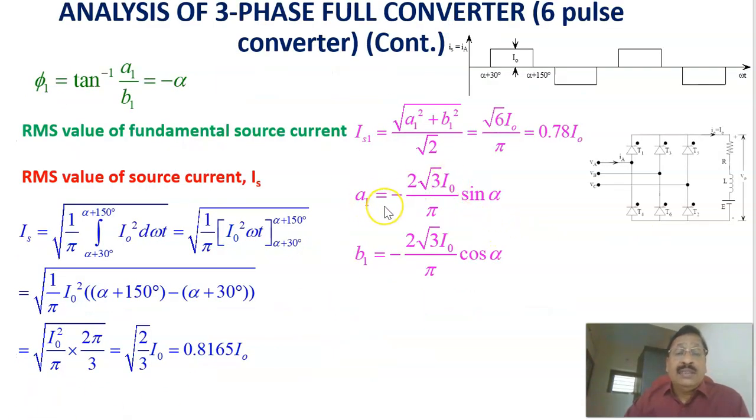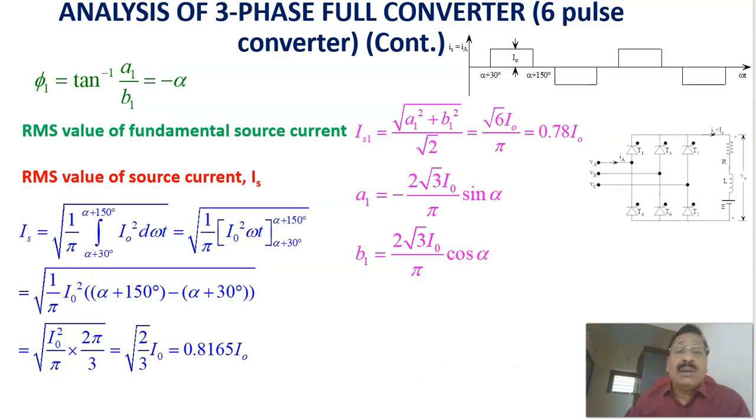Therefore, in the previous slide, we derived the equations for the fundamental Fourier constants A1 and B1. A1 equals minus 2 root 3 I naught by pi sin alpha. B1 equals 2 root 3 I naught by pi cos alpha. Once you get A1 and B1, we can calculate the maximum value of the fundamental. From these two values, the maximum value of the fundamental signal is equal to the root of A1 square plus B1 square.